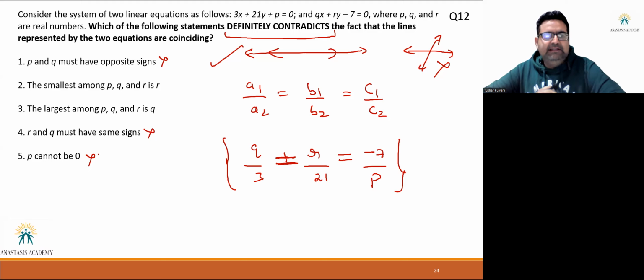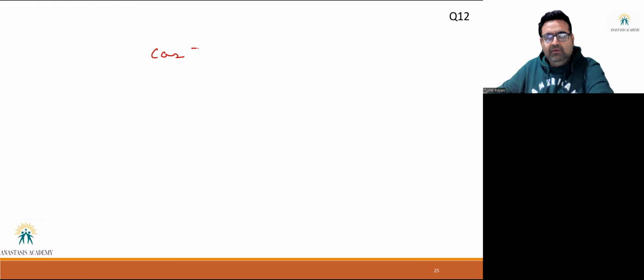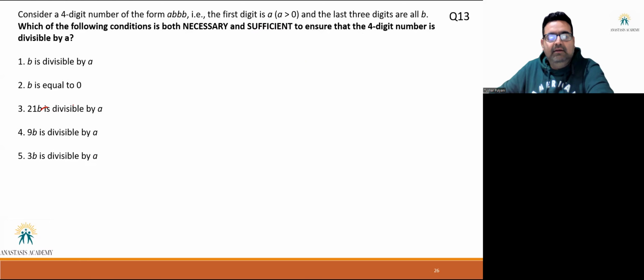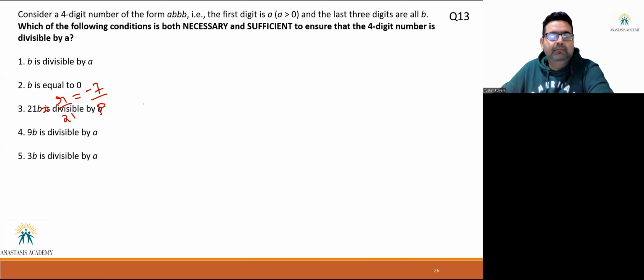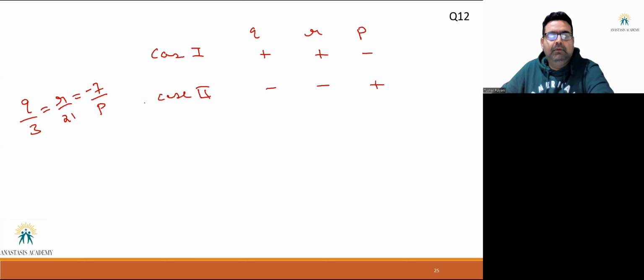For options 2 and 3, since I need to find smallest and largest, and one of them is of a different sign, what I did was I did 2 cases. Case 1, Q, R, P: plus, plus, minus. Case 2, these two negative and P positive. And the equation which we had was Q by 3 equals R by 21 equals minus 7 by P.